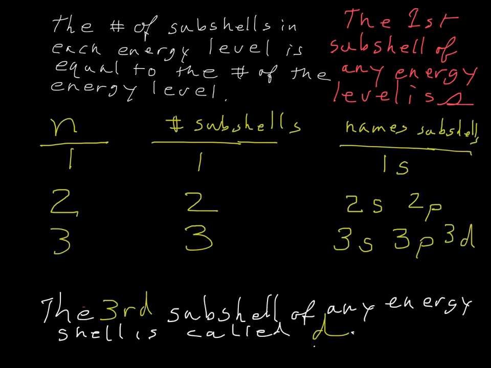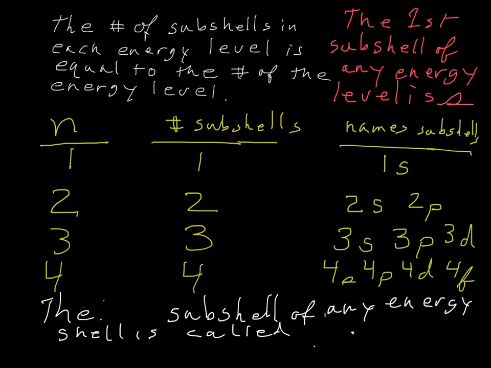Our fourth energy level would have 4 subshells. We'd call the first one the 4s, the next one the 4p, the next one the 4d, and the last one the 4f. The fourth subshell of any energy level is called the F subshell.